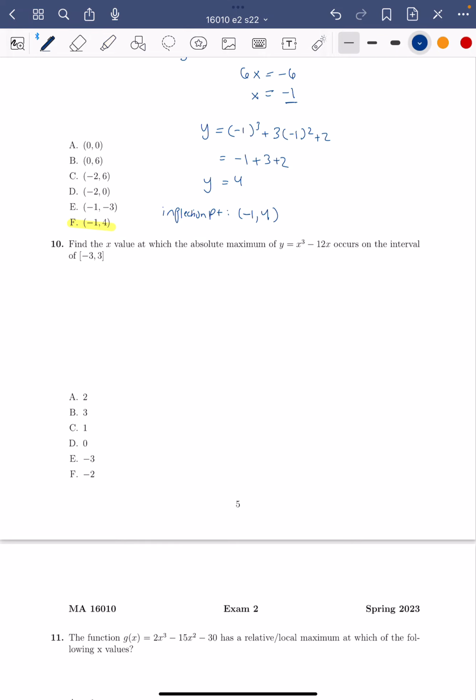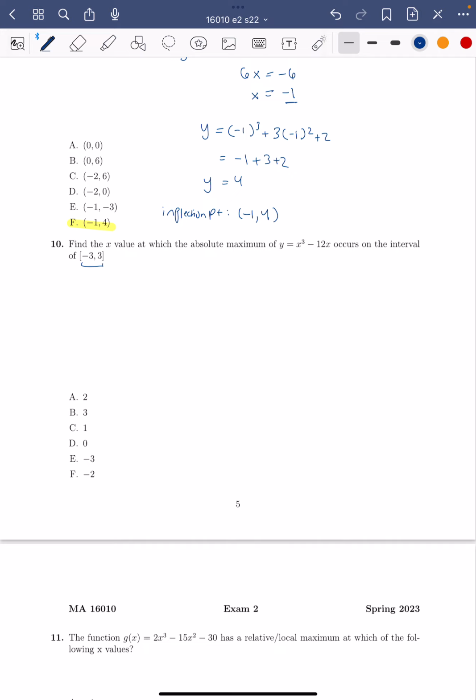Number 10. Find the x value at which the absolute maximum of y equals x cubed minus 12x occurs on the interval of -3 to 3. So when we're given an interval, not only do we want to check what the maximum is using the second derivative test or the first derivative test, we want to make sure we check the edges because the edges might not be caught by the derivatives.